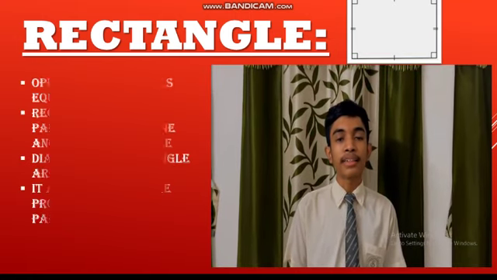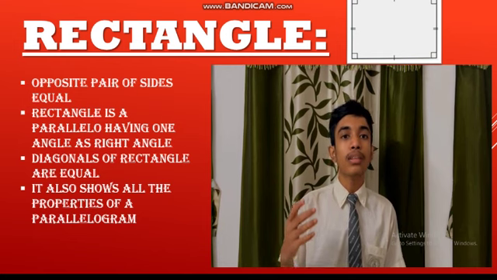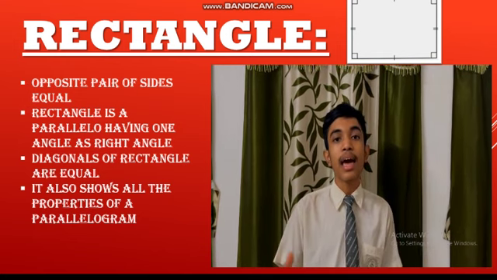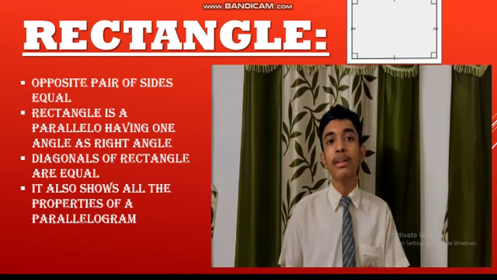Now the rectangle. A rectangle is a four-sided polygon with opposite sides having equal length and four right angles. It is also a type of quadrilateral.